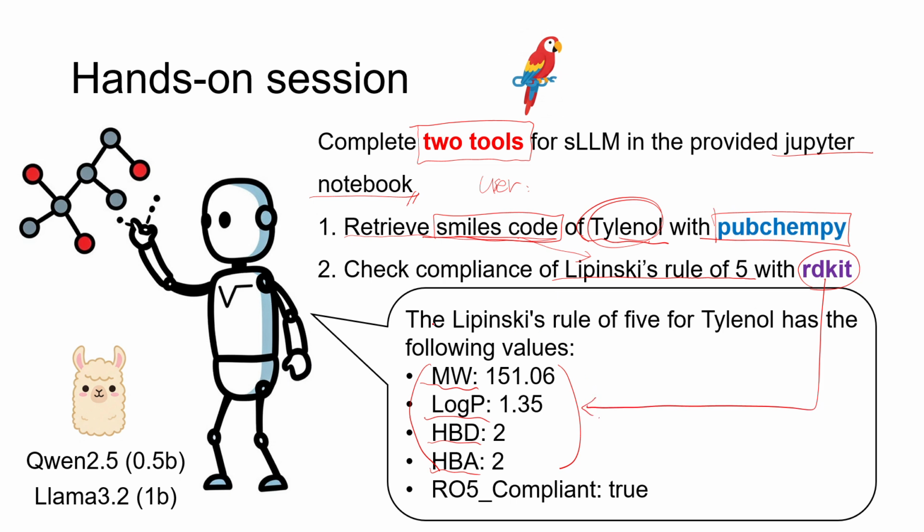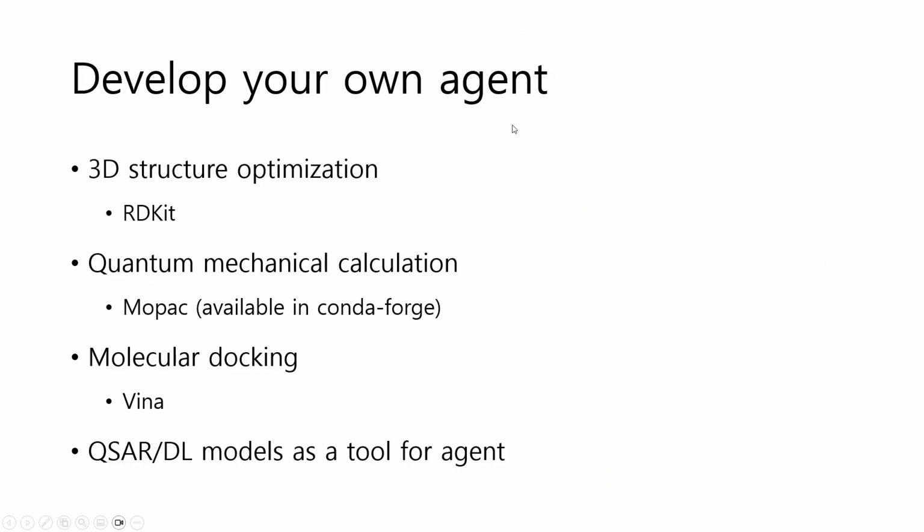so that the model will give an answer like this. Actually, this answer is taken from my code, which is already completed. So once I give all the tools, these two tools, and I ask whether Tylenol satisfies Lipinski's rule of 5 or not, then it gives an answer like this. So the Lipinski's rule of 5 for Tylenol has the following values. So the compliance is true. And I did it with Qwen 2.5, the 0.5 billion model. So this is what we are going to do in the session.